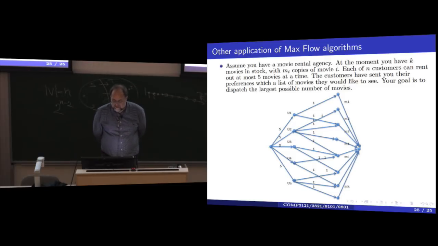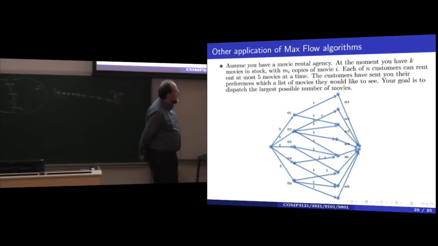So once you find max flow, you will then produce a maximal, I mean, it's not really a maximal matching, but you will find a matching that satisfies the constraint that on each left side, at most 5 edges are chosen, and for every movie, at most the corresponding number m of copies are chosen. And there are gazillions of other examples that you can solve using max flow algorithms. Let us make a short break now and then we continue.